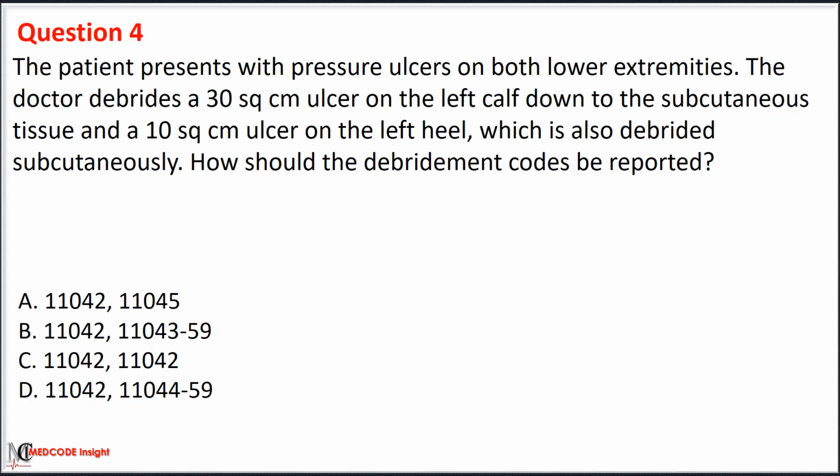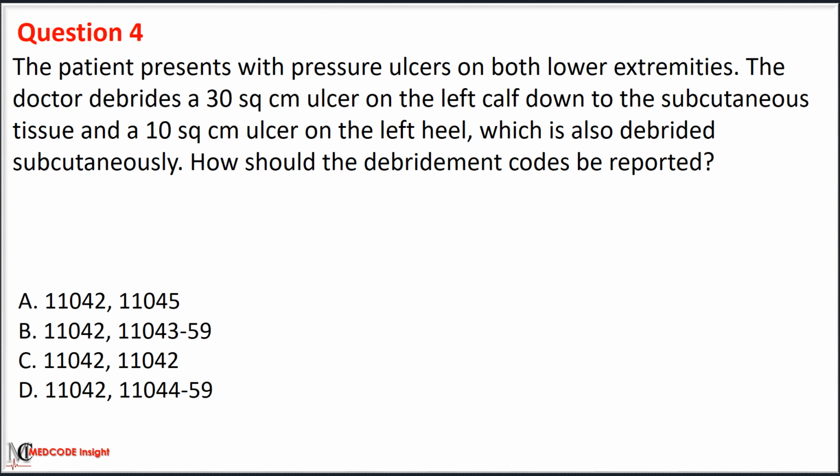The patient presents with pressure ulcers on both lower extremities. The doctor debrides a 30 square centimeter ulcer on the left calf down to the subcutaneous tissue and a 10 square centimeter ulcer on the left heel, which is also debrided subcutaneously. How should the debridement code be reported?